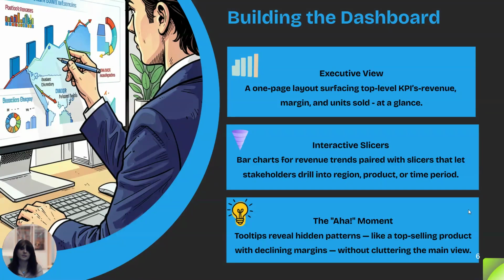Then we'll be using interactive slicers, bar charts for the revenue trends paired with slicers that let stakeholders drill into, for instance, the region, the product, and the time period. And finally, the moment we get this pattern revealed, we would already see the top-selling product and the manufacturing company fully, without cluttering the main view. Those are the main things we would be using to build the dashboard.